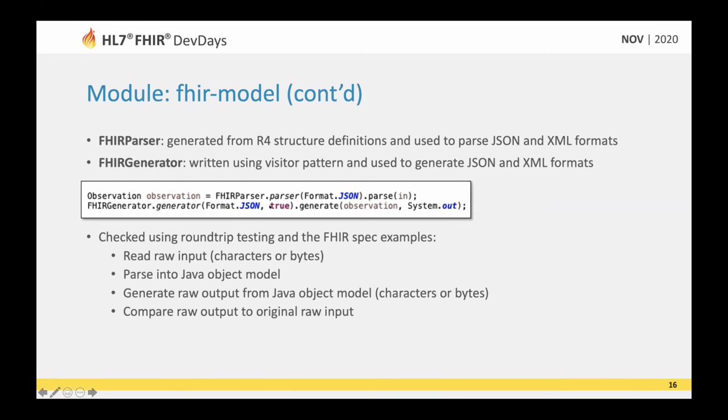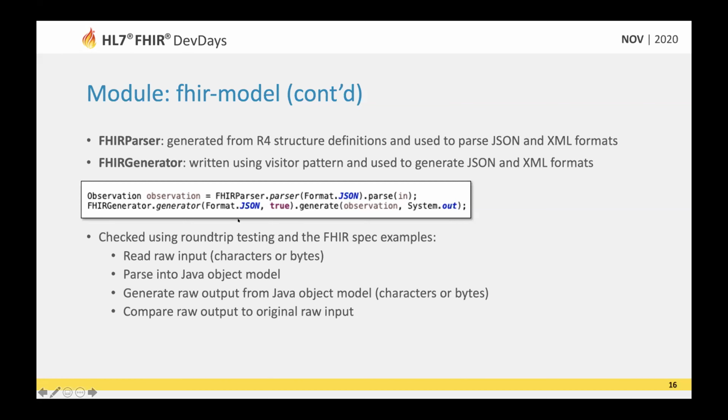It's just a simple code snippet of parsing an input stream. You can parse an input stream or a reader into your FHIR object, or you can generate JSON or XML, with pretty printing on or off, to an output stream or a writer.